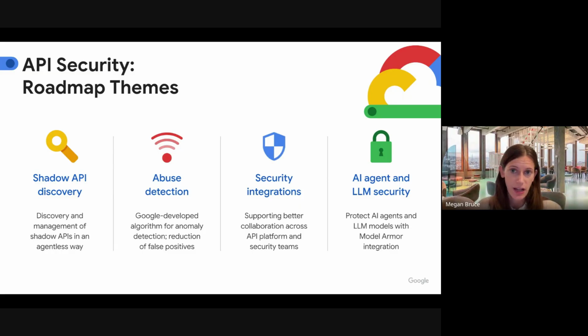And then AI agent and LLM security, obviously this is a huge area of focus for Google Cloud more broadly. And it's also a really big area of focus for us. So you saw the model armor and semantic caching policies. There's going to be a lot more capabilities that we'll be focusing on in 2025 to help you keep your APIs secure and your agents and make sure that your agents have access to managed and secure APIs.